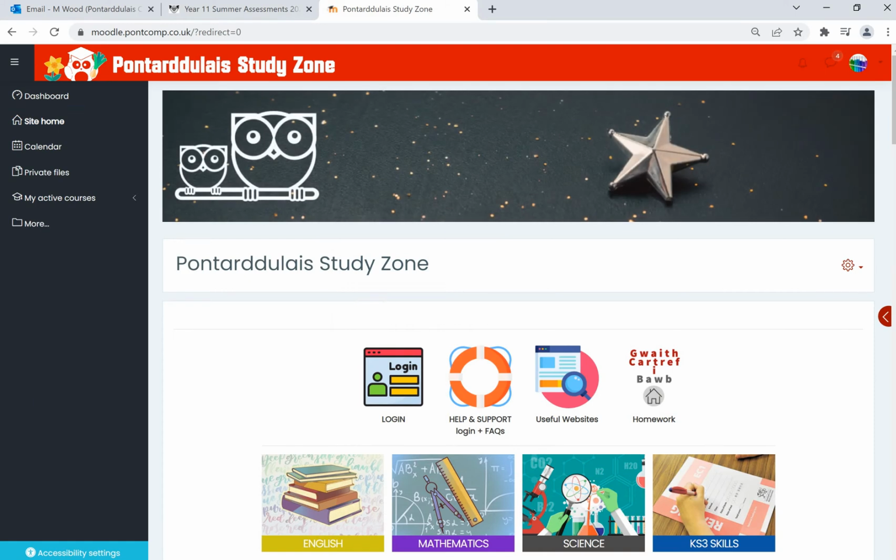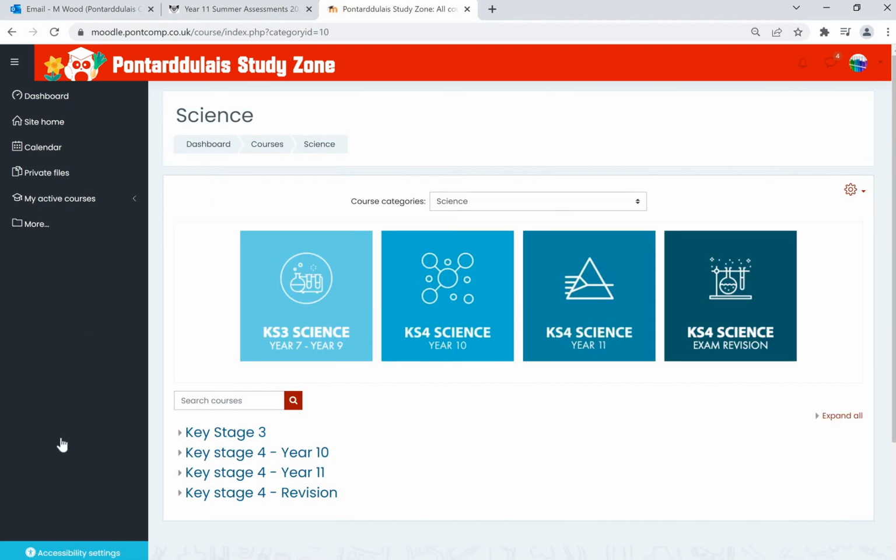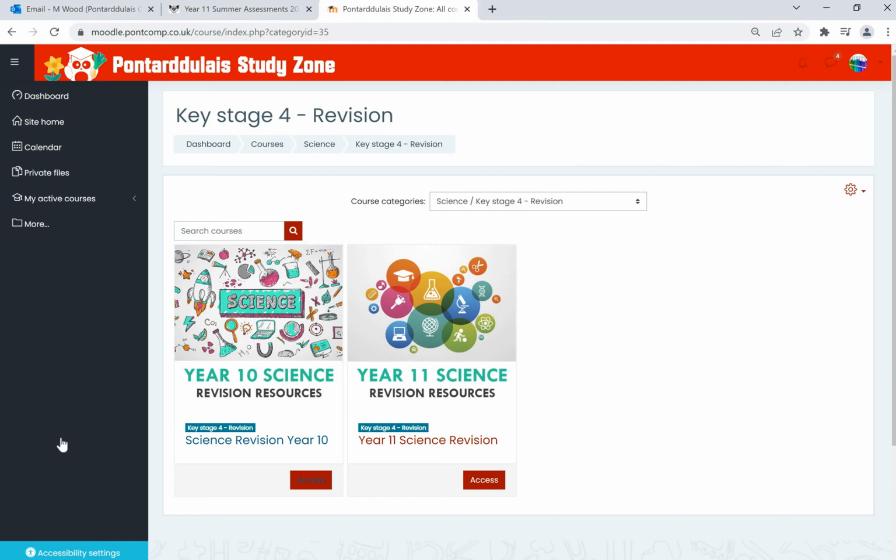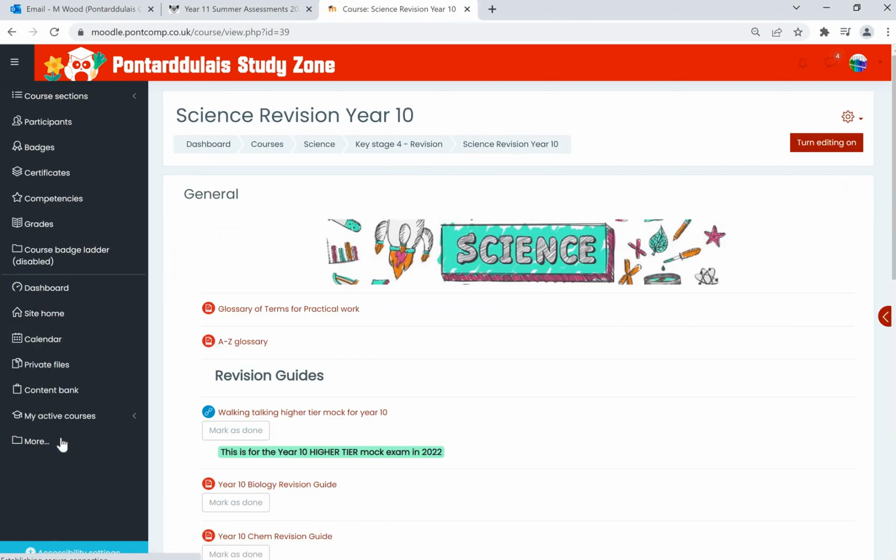If I go back to science again, this one on the end is where we're putting all the science exam revision resources in one place. If I click on it, you'll see we've divided it into the Year 10 revision resources and the Year 11 ones. You won't need the Year 11 ones until next year, but they're still there for you to access later. So we click on Year 10.